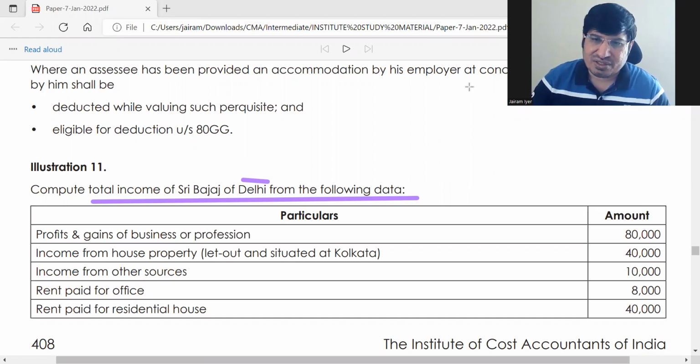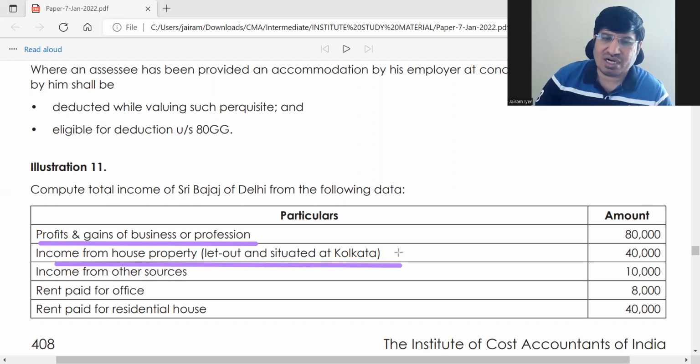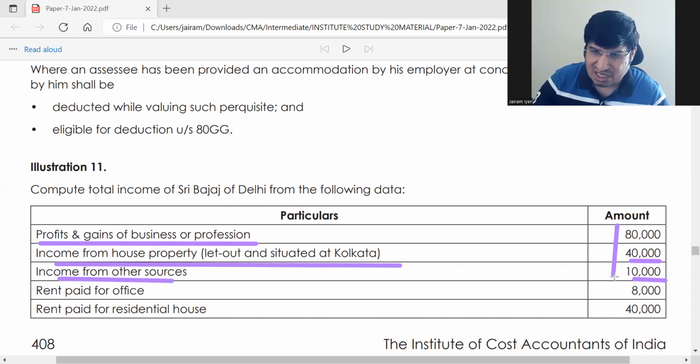So let's see, they have given us some heads. PGBP, house property, let out and situated at Kolkata. Don't worry about the city name here. Income from house property is 40,000, and income from other sources is 10,000. These three are his income.